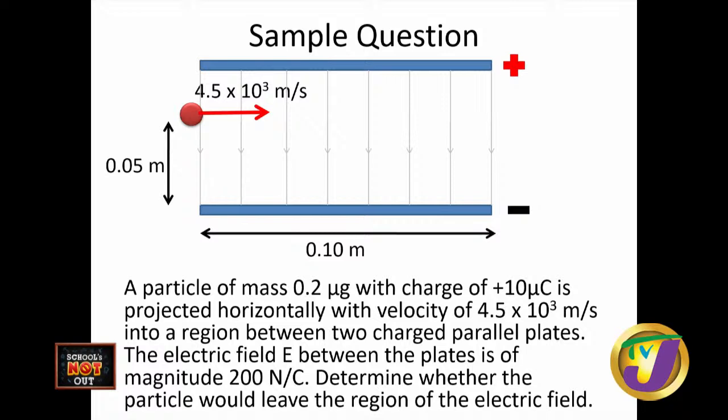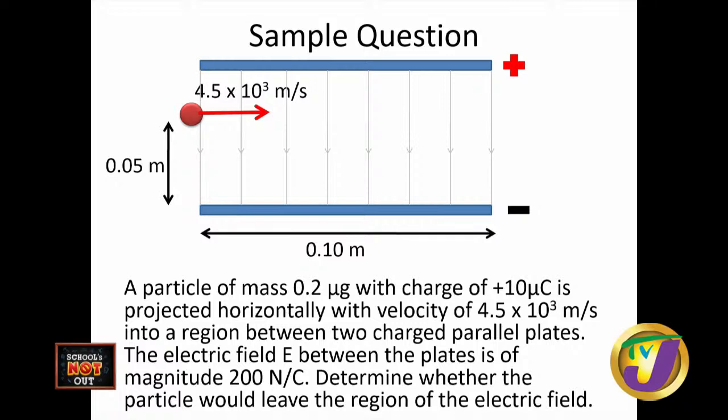It says a particle of mass 0.2 micrograms with charge of 10 microcoulombs is projected horizontally with velocity of 4.5 by 10 to the 3 meters per second into a region between two charged parallel plates. The electric field E between the plates is of magnitude 200 newtons per coulomb. Determine whether the particle would leave the region of the electric field.